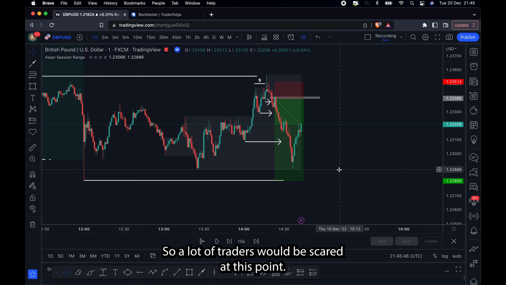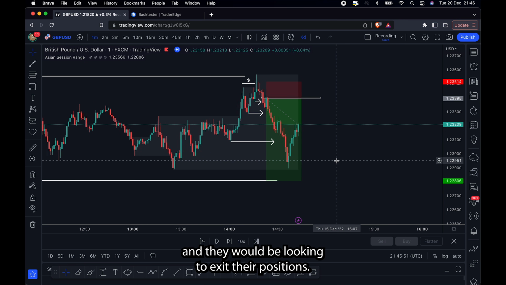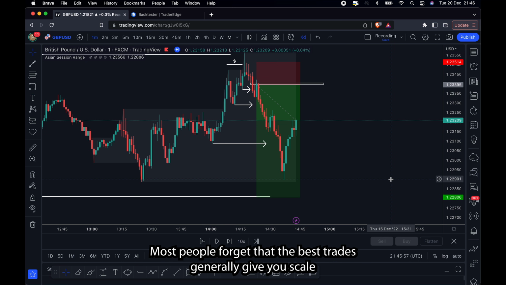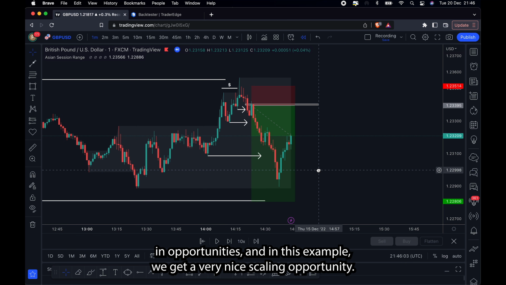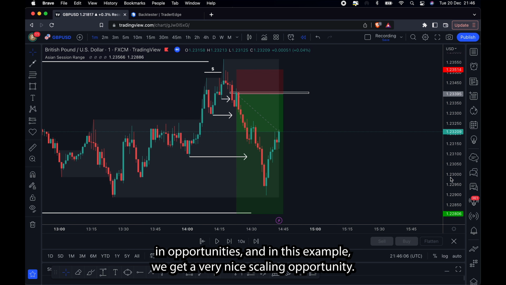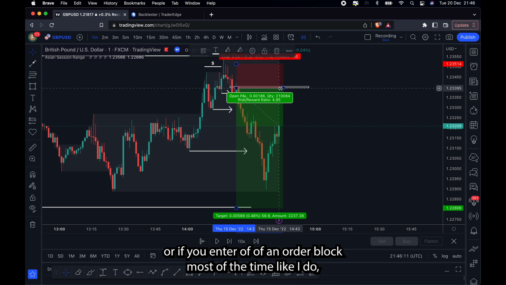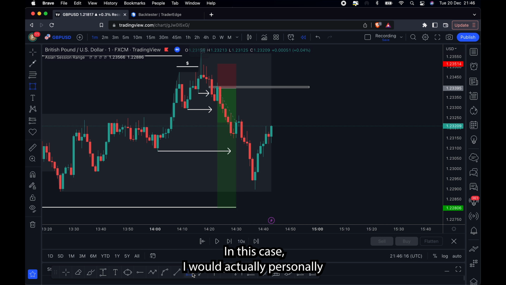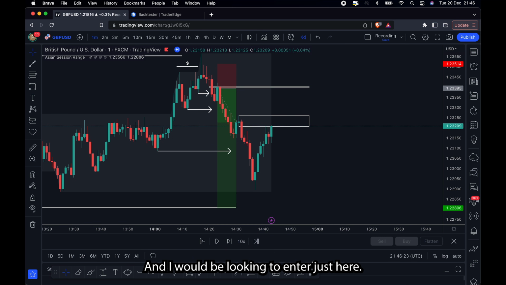So a lot of traders would be scared at this point. Price is moving somewhat impulsively to the upside, and they would be looking to exit their positions, and that's actually not what you're supposed to do. Most people forget that the best trades generally give you scaling opportunities, and in this example we get a very nice scaling opportunity. So whether you enter off imbalance, you can enter off imbalance here, or if you enter off an order block most of the time like I do, then you can enter off an order block. In this case, I would personally enter off an order block because it gives you a better risk reward, and I would be looking to enter just here.